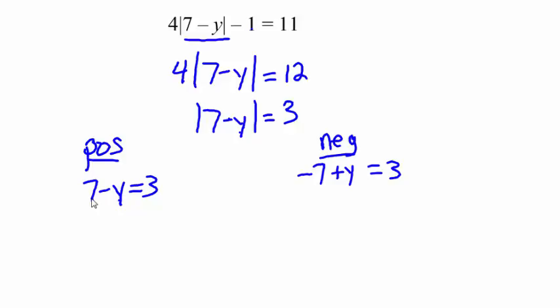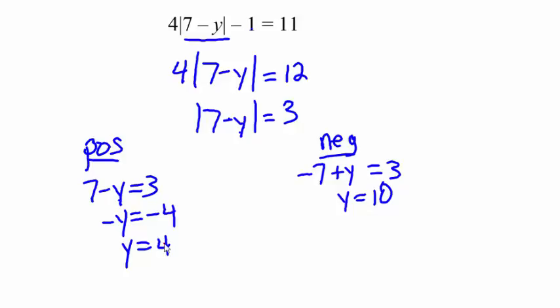We'll have to take 7 away, which will leave us with a negative y on the left and a negative 4 on the right, which means positive y equals positive 4 for this branch. For the negative branch, we'd have to add 7 to both sides, which gives us y equals 10. And we do need to check these to make sure they work.